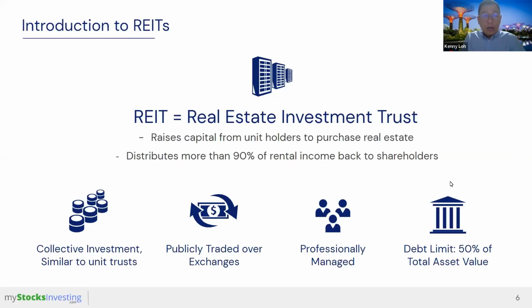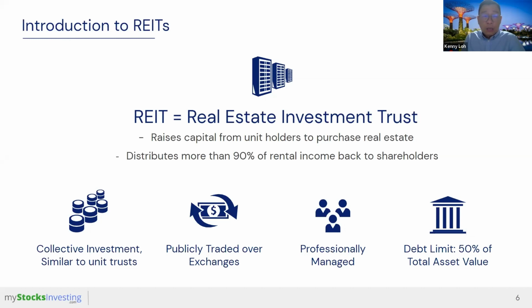Okay, first of all, REIT stands for Real Estate Investment Trust. They have to raise capital from unit holders to purchase real estate. And they have to distribute more than 90% of rental income back to the shareholders. Because of this 90%, there is certainty and also predictability in terms of the dividend.